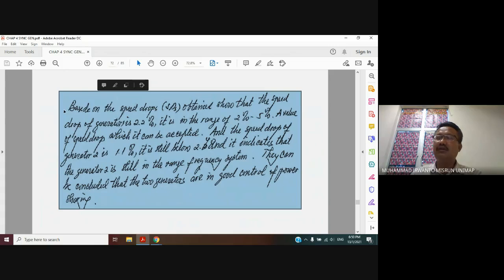So for generator 1, the speed drop obtained is 2.2%, and based on the theory explained before, the speed drop is in the range of 2 to 5%, and this one is in that range. For the second generator, the speed drop is 1.1%, meaning that when generator 2 is connected to the load, the frequency is close to the no load frequency. So we can decide that the operating condition can be accepted.